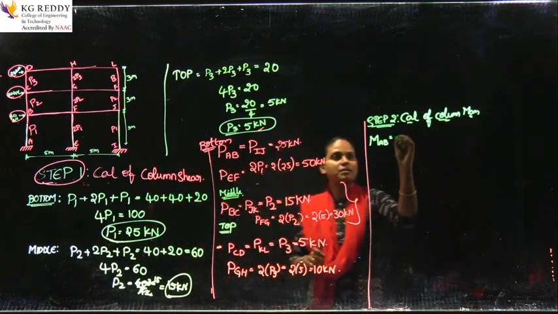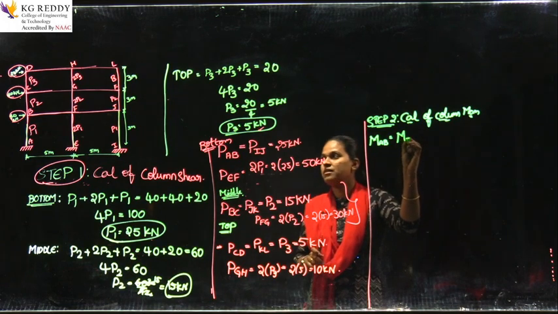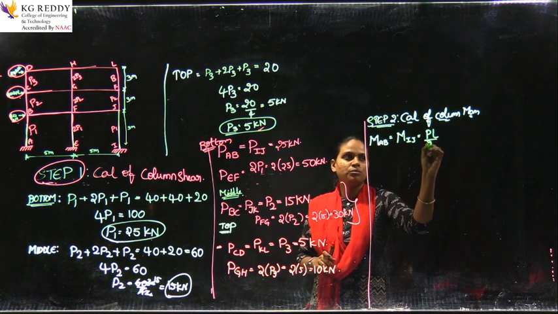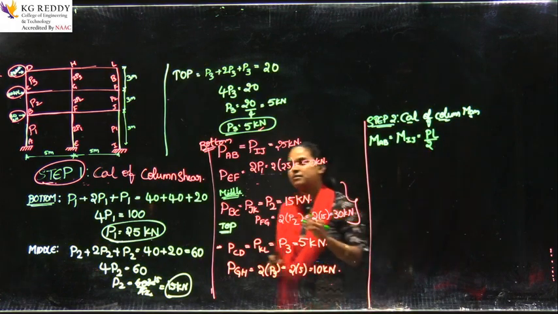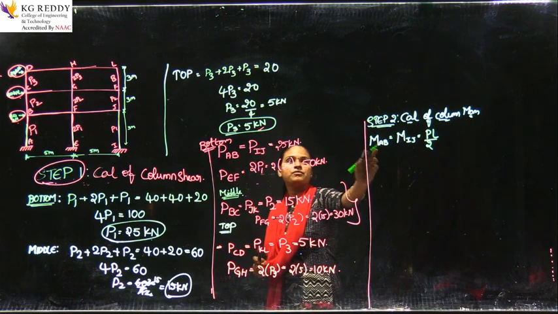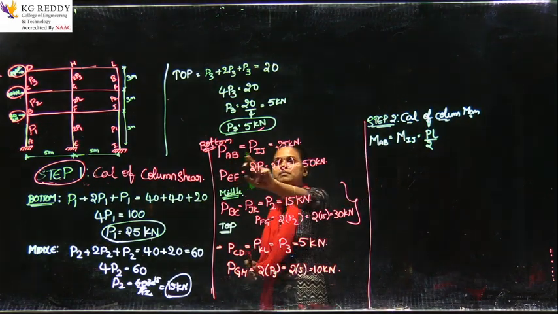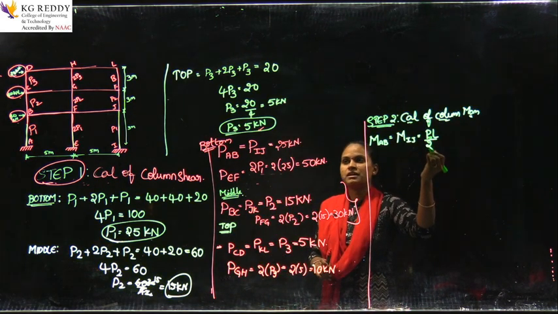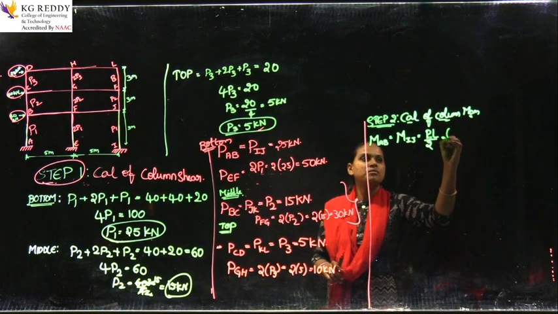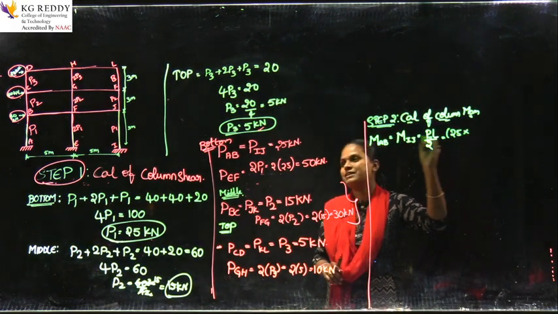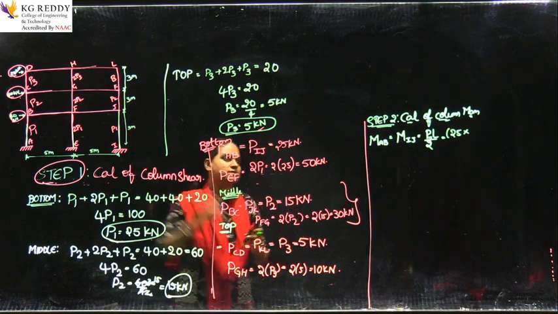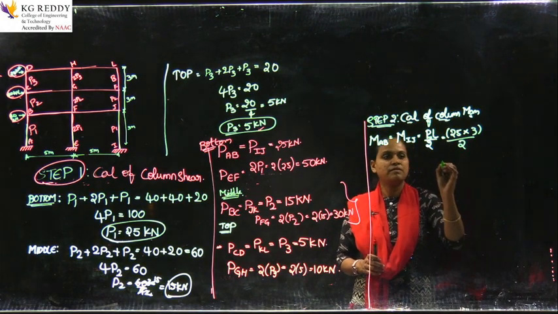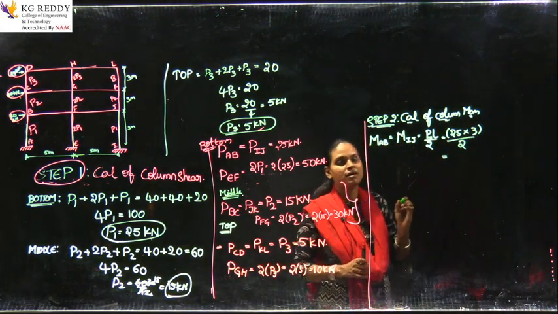So moments about AB is also equal to moments about IJ, which is equal to PL by 2. Okay. And what is that P here? For the bottom, here you will have 25 into, what is the length? It is 3 meters. So 3 divided by 2. When you calculate, you will get the value of moments about AB and IJ.